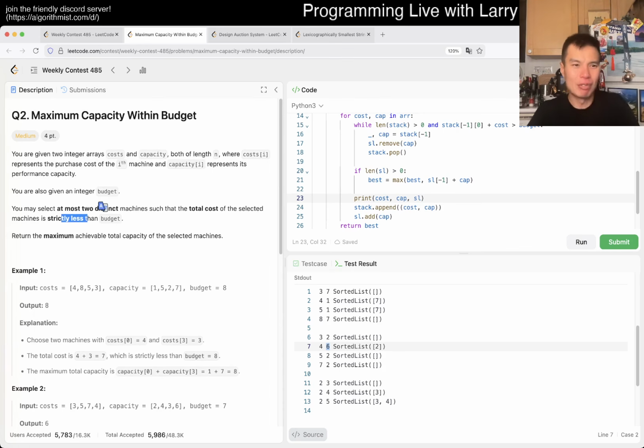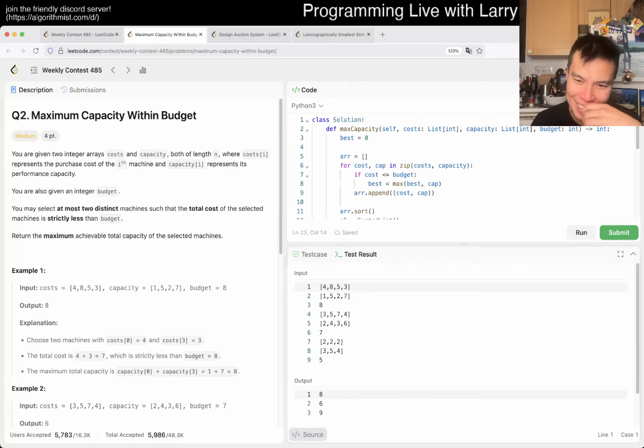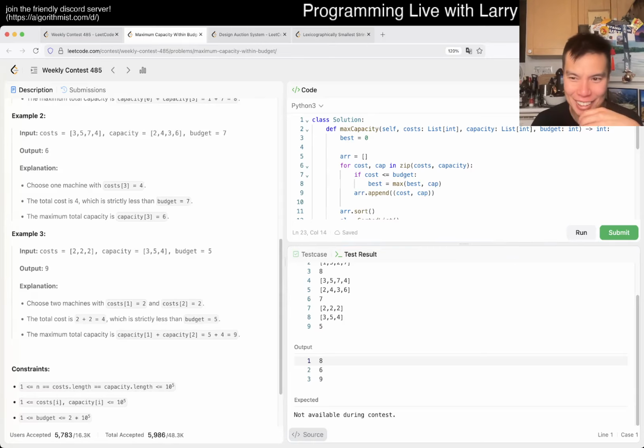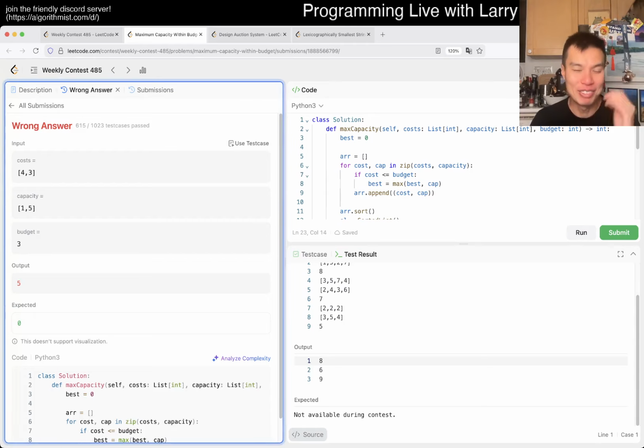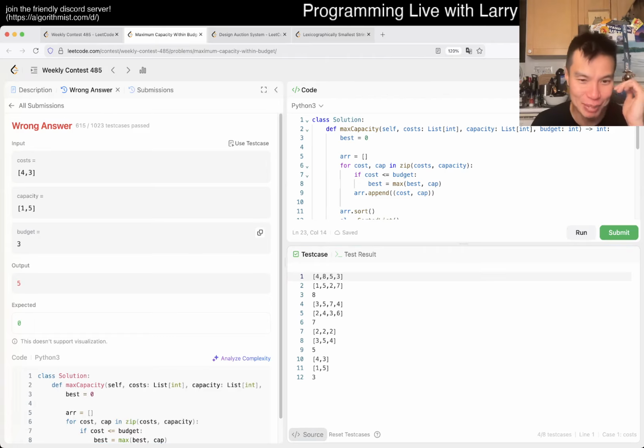Strictly less than budget? Why would you do strictly less than budget? Who does this? Who writes this? That's not what a budget means. You cannot change English. Okay, fine. Alright. Who writes this? I mean, it may still be wrong, but who writes this? Why would you? Okay. I was still a bit tilted on this. Maybe I should have checked my answers.